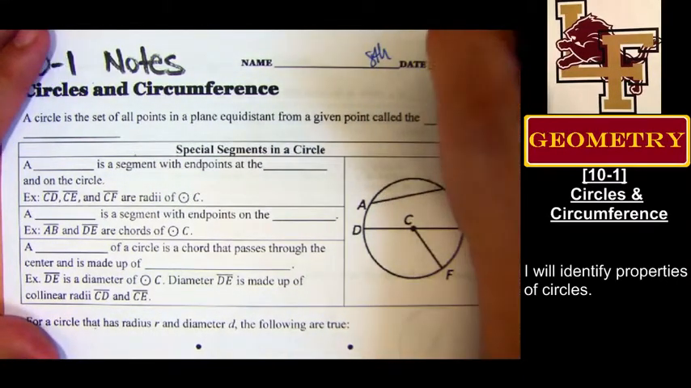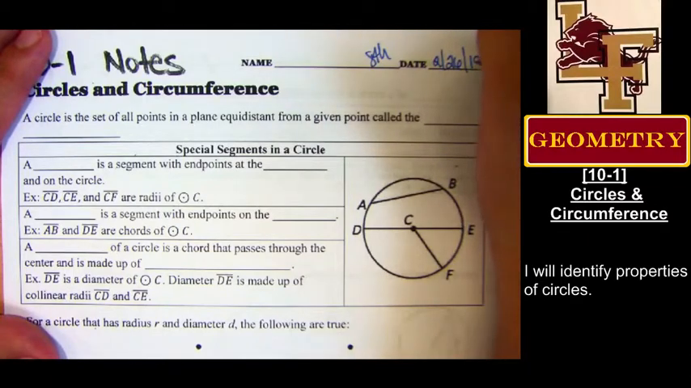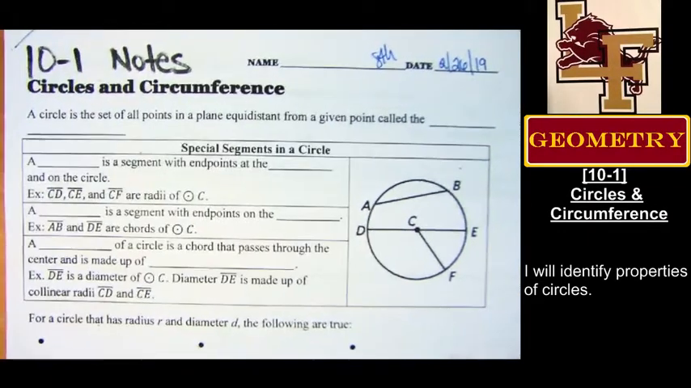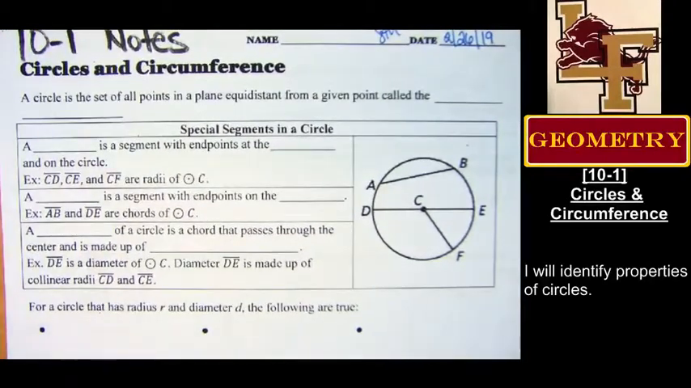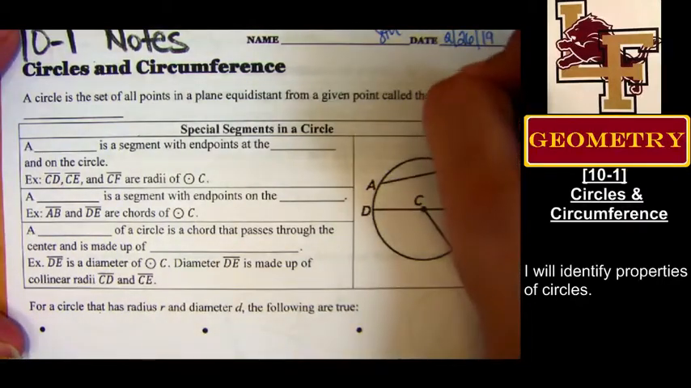All right. Today is the 26th of February. This is my eighth period class. A circle is the set of all points that are equidistant from some other point. We're going to call that point the center of the circle.